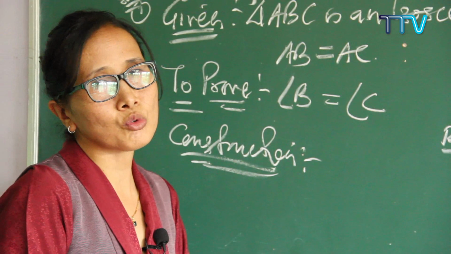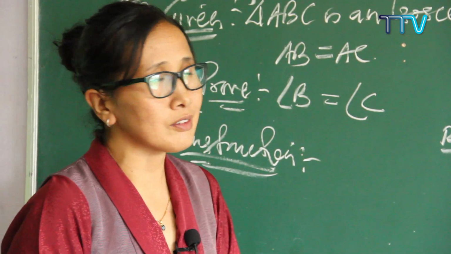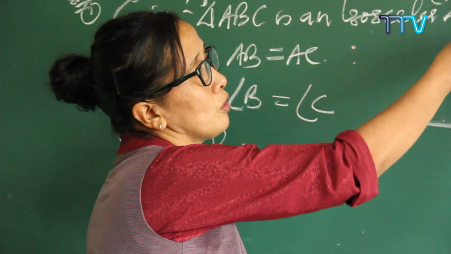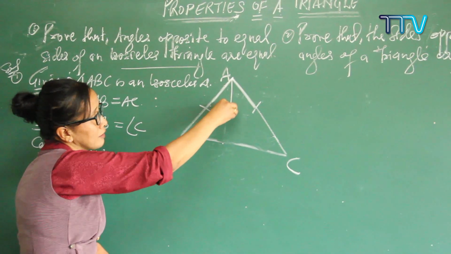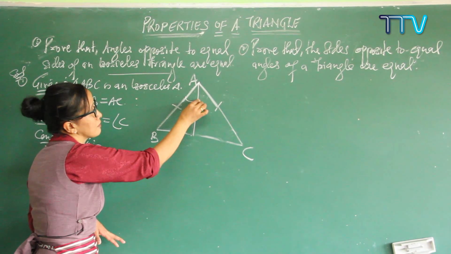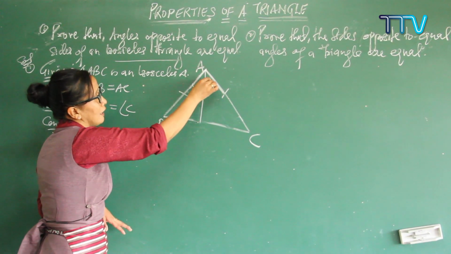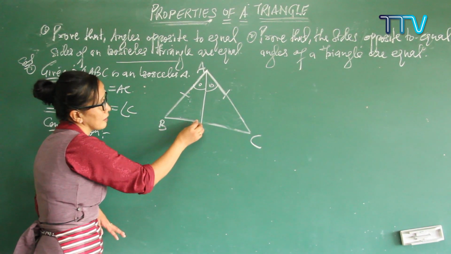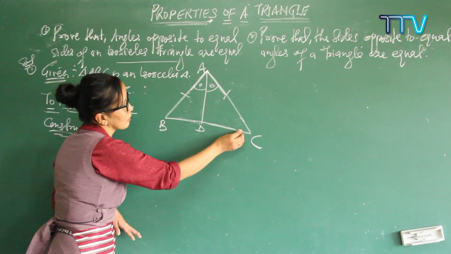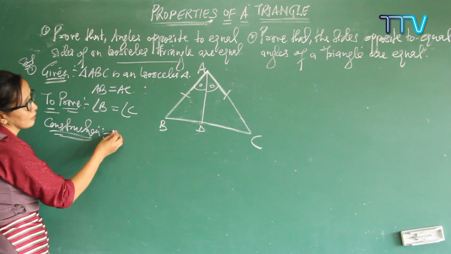So what you need to do is construct in this figure. You have to bisect this angle and make two triangles. Bisect this angle A, bisect means these two parts are equal to each other, and then the bisecting line joins BC at D. Got it? So this is your construction, and now you have to write it here.